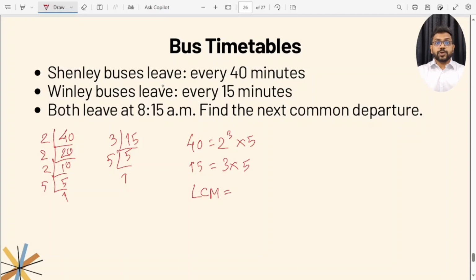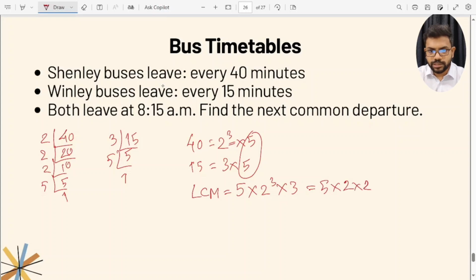Similarly, in LCM, we are going to take the common factors and uncommon factors. The common factor is basically 5. For the uncommon factors, 2 cubed, we take the highest power. The highest power here is 3. Okay. So 5 times 2 cubed, which is 2 times 2 times 2 times 3 times 5. 5 twos are 10, 10 twos are 20, 20 twos are 40, 40 times 3, 3 fours are 12, so 120 minutes. Okay, 40 is in minutes, 15 is in minutes, so 120 should also be in minutes.